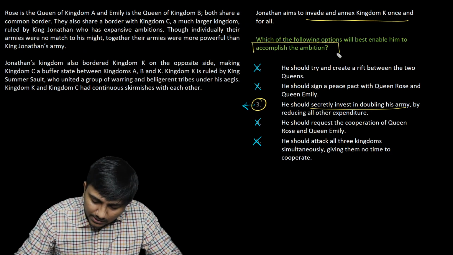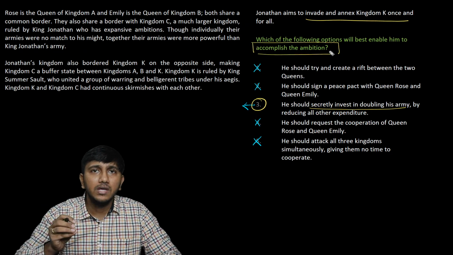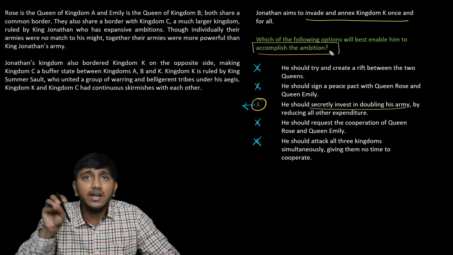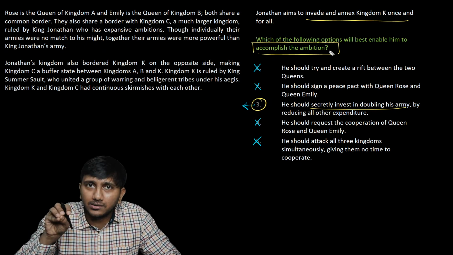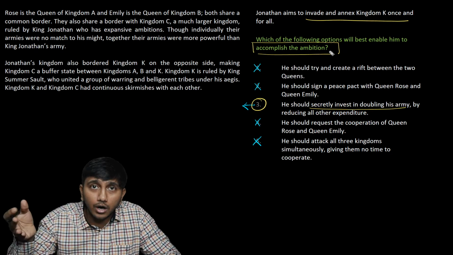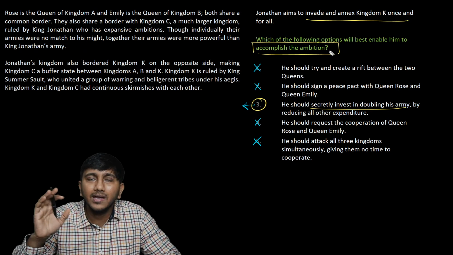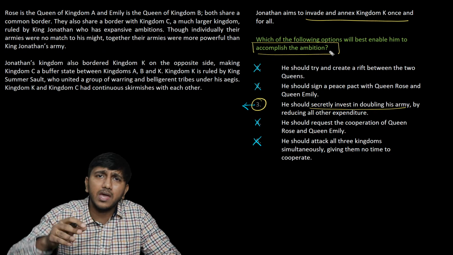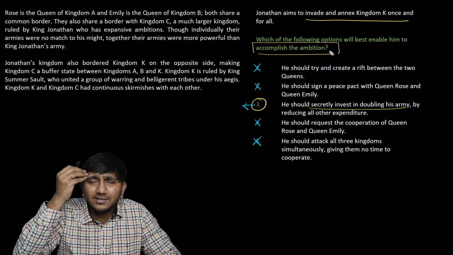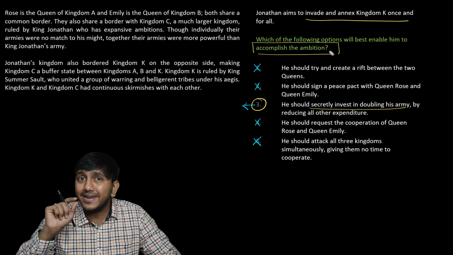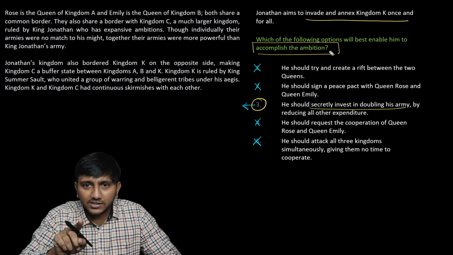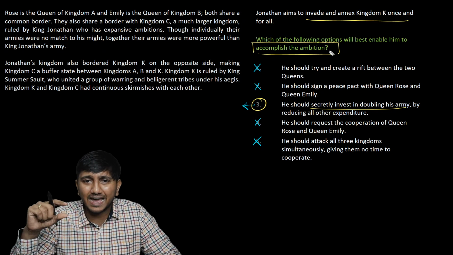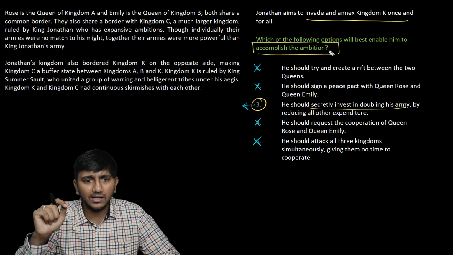So our primary target is to find an option which will best help him accomplish that ambition. What is his ambition? To annex Kingdom K. Now, does Jonathan bother if his kingdom is going to the dogs? Maybe he doesn't bother at all. So we need not think that his kingdom might not do well if he invests a lot in his army. Maybe he doesn't want his kingdom to do well. Maybe he doesn't like his people at all. Right? So be very clear about what the question is asking. He has an aim. Which of the following options will help him accomplish that ambition? Strictly stay with that and then analyze the options.